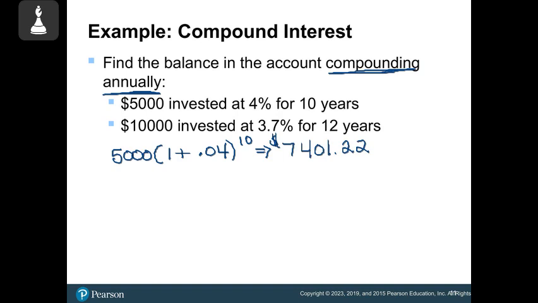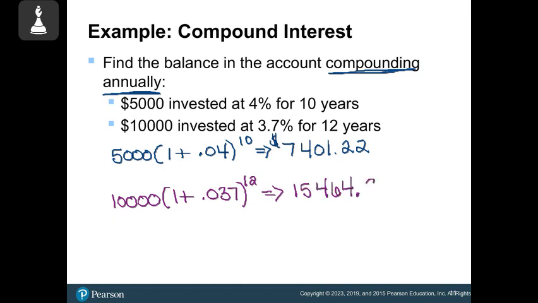The second one is $10,000 times 1 plus 3.7%, which is 0.037, and we want to do that to the 12th power for 12 years. This one should give $15,464.83. Again, I will show this in the next slide here of how you can enter these in Desmos.